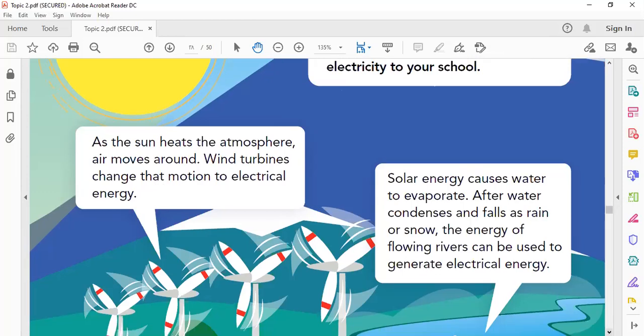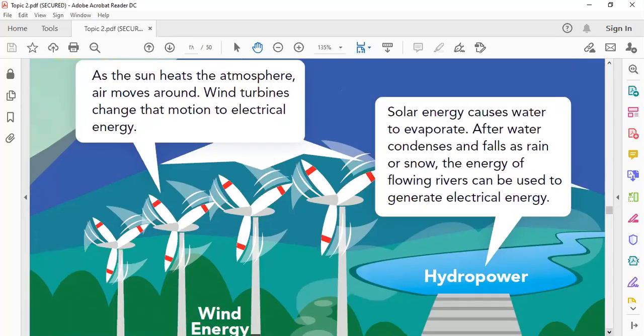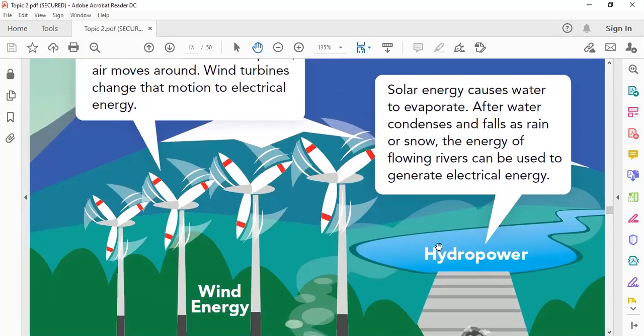Okay, also the fourth type of renewable energy sources is hydropower. In science, this prefix hydro means water. Hydropower means energy of water, energy from water.